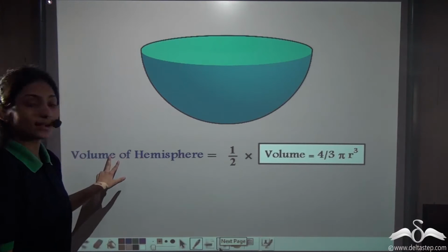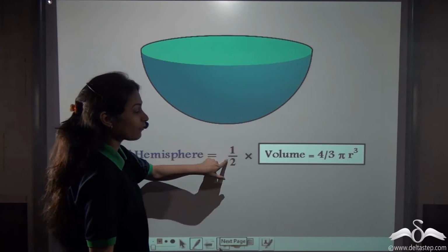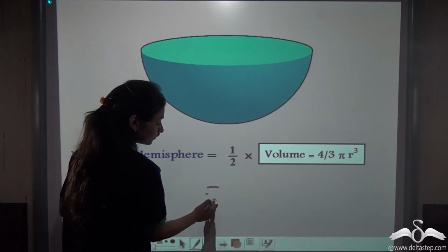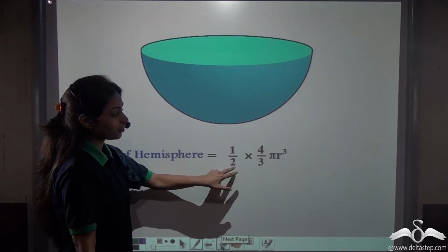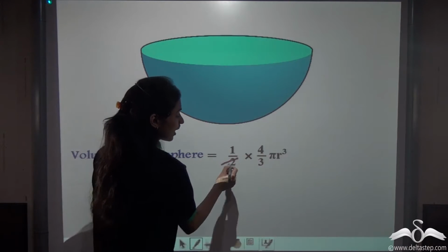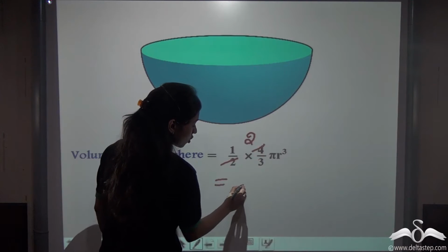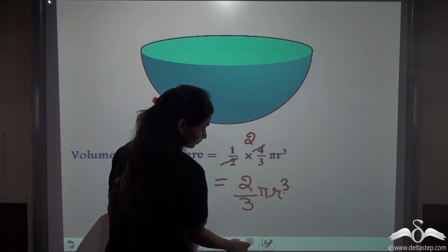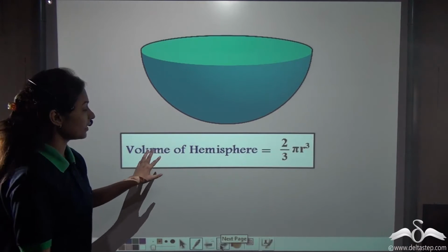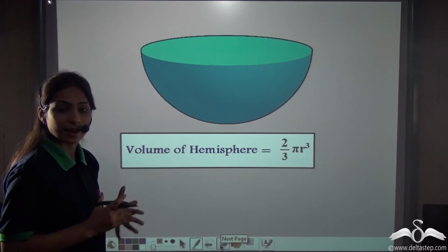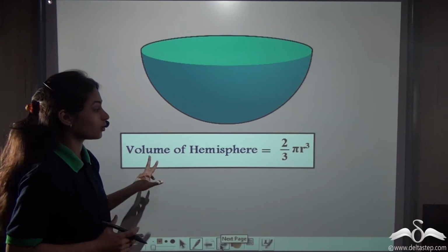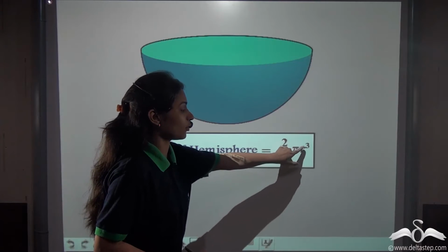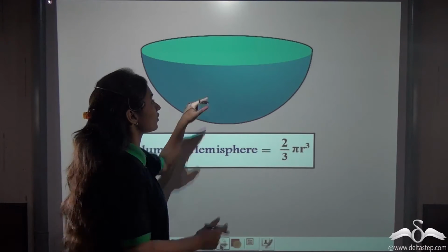So, we can say that the volume of a hemisphere is what? Half of the volume of the sphere. That is 4 by 3 pi r cube. So, what do we get? Half into 4 by 3 pi r cube. So, cancelling this, we get 2 by 3 pi r cube. So, we can say that the volume of a hemisphere is exactly half the volume of a sphere. So, cancelling 4 by 3 and half, we get 2 by 3 pi r cube, where r represents the radius of this hemisphere.